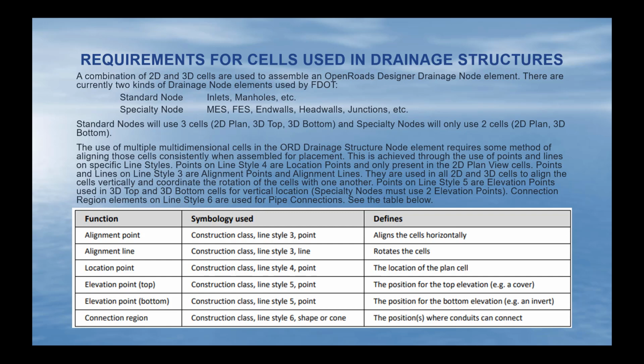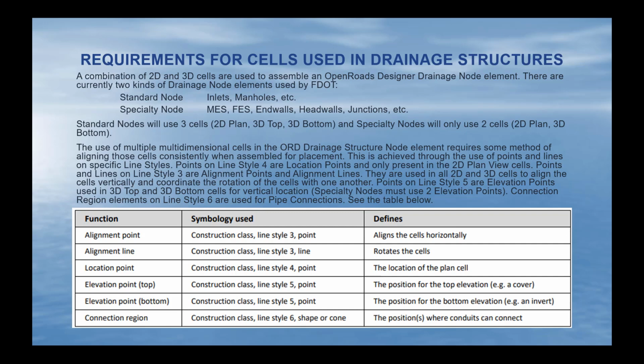This is achieved through the use of points and lines on specific line styles. Basically, an alignment point or an alignment line will be on your line style 3. These actually are used to align the cells horizontally and in a rotation.